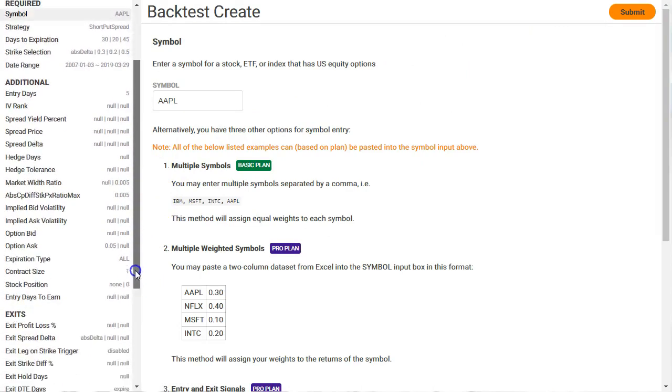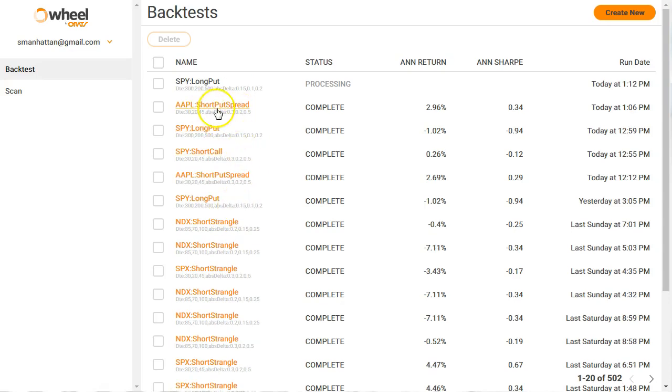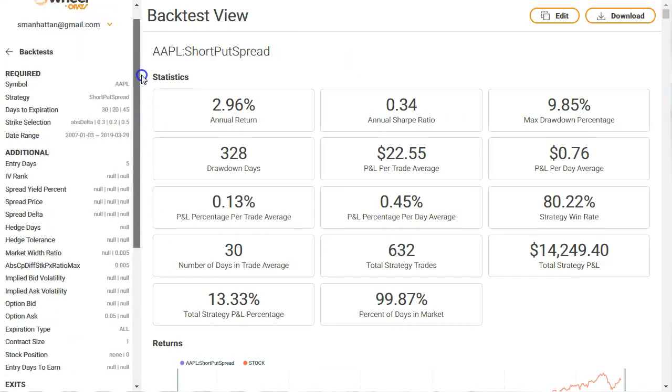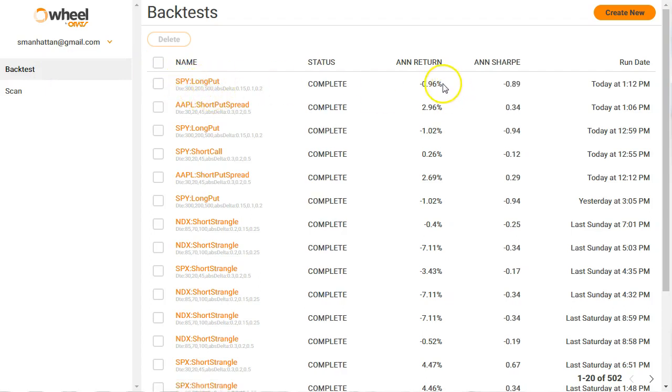So a put spread is important because we could look at exiting on a spread delta. This particular put spread is about a 15 delta. So let's look at what happens if we exit when the delta goes up to 50 delta. Let's submit that and see how that looks. So the put spread is back, and that did improve the results over the 269, now 296. So what this is doing is getting out early. Now let's look at what happened with the long put. So it returned and actually improved the results a little bit here.